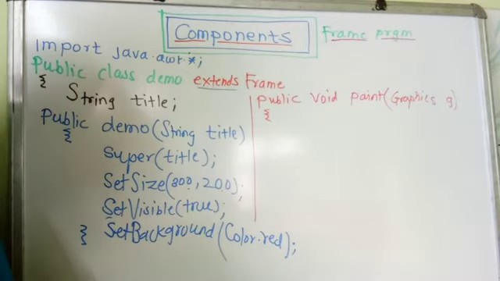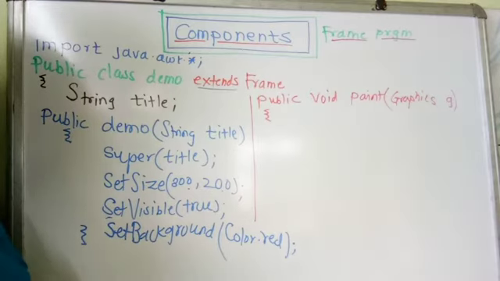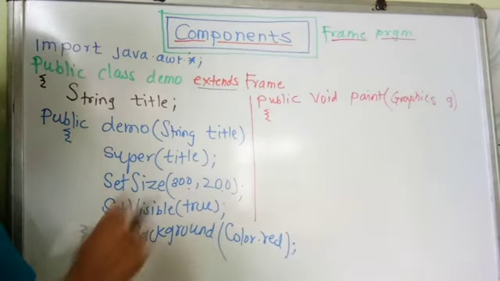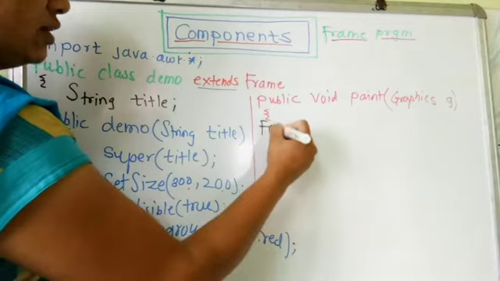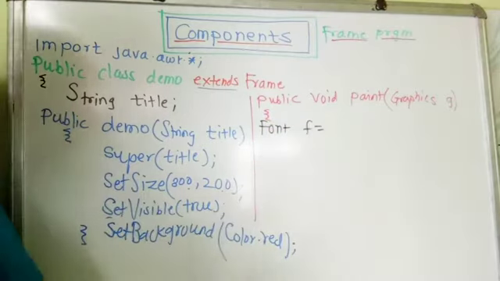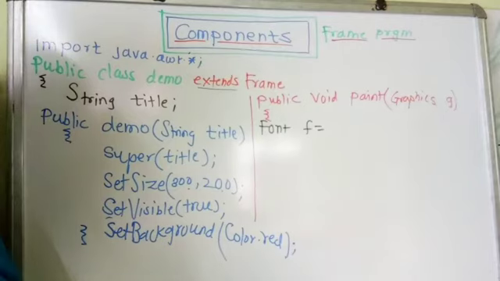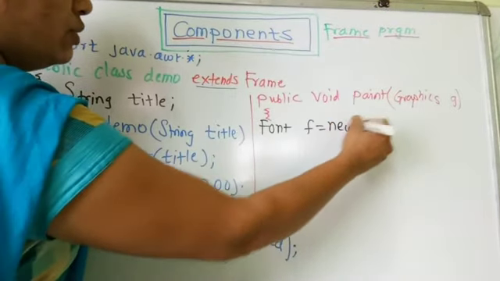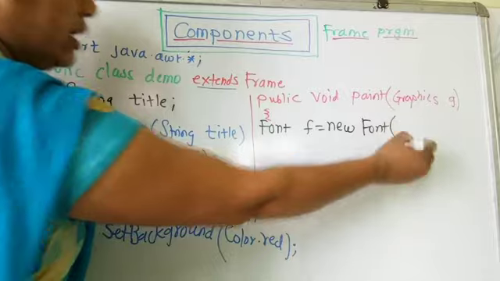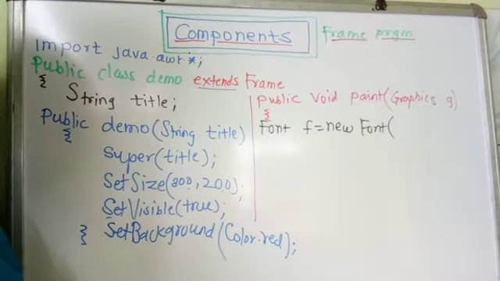Now we will see how to use this to make any changes on the screen. First of all, by this graphics method, we will take one font, that is the font type F. Font is a standard ready-made method belonging to this graphics. Now we will give the font name like new font. In brackets we will apply the font name.